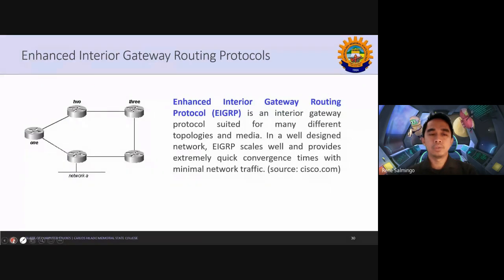And after OSPF, we now go to Enhanced Interior Gateway Routing Protocol. This is one of the two famous routing protocols in our network. So what is EIGRP? It's an interior gateway protocol suited for many different topologies and media in a well-designed network. It scales well and provides extremely quick convergence times with minimal network traffic.